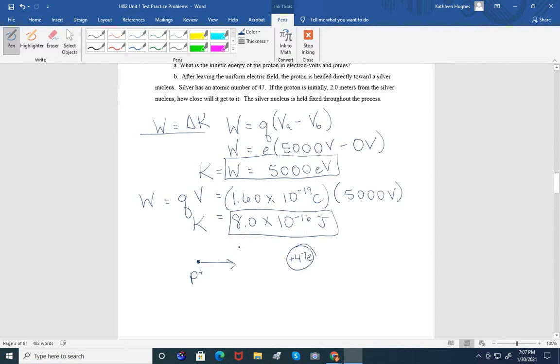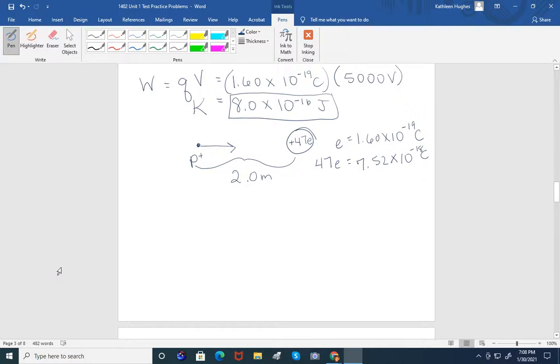I didn't give you a hint, but the hint, if I gave you one, would have been use conservation of energy. We know the distance that this starts out is 2 meters. We can easily calculate the charge on the proton. We know it's 1.60 times 10 to the negative 19 coulombs. The charge on the silver nucleus, 47e, is 7.52 times 10 to the negative 18 coulombs.